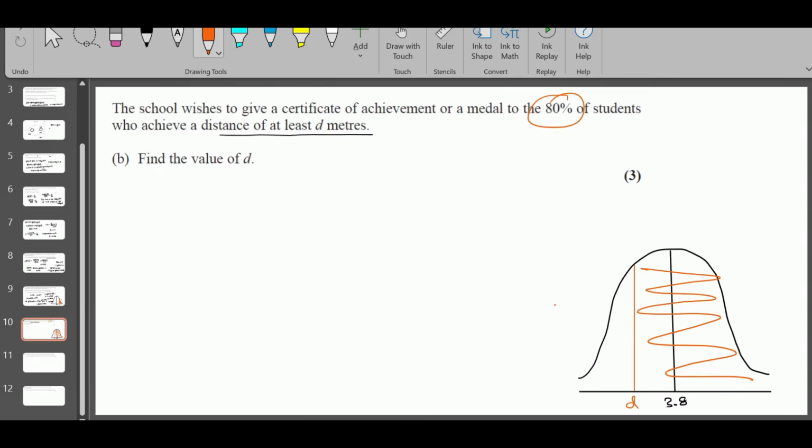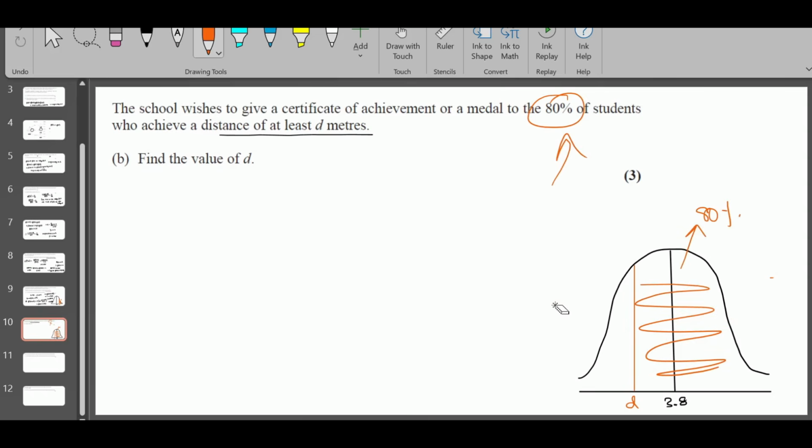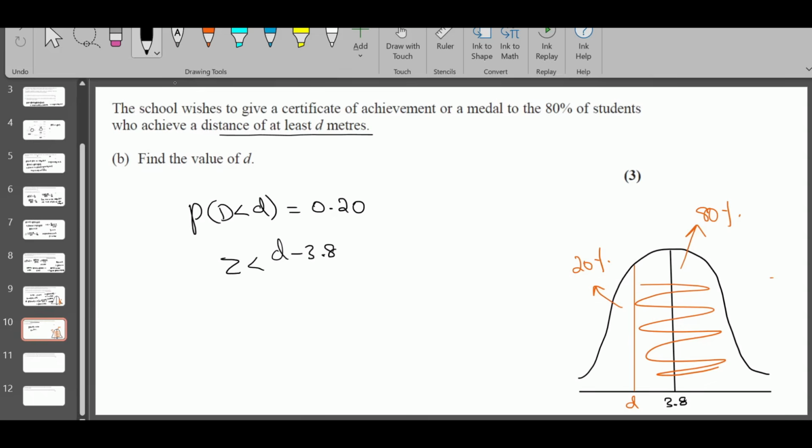We know the area below the curve is 1. This is 50%. And in order for this to be 80%, we need to have D here, right? So this whole thing is 80%, correct? So this will be 20%. So we need to find the value of D. We can write P of D is less than small d is 20%. Standardize it. d minus 3.8 over 0.9 is 0.20.